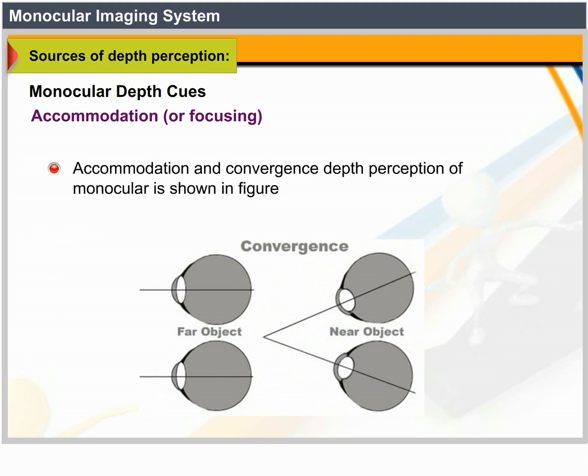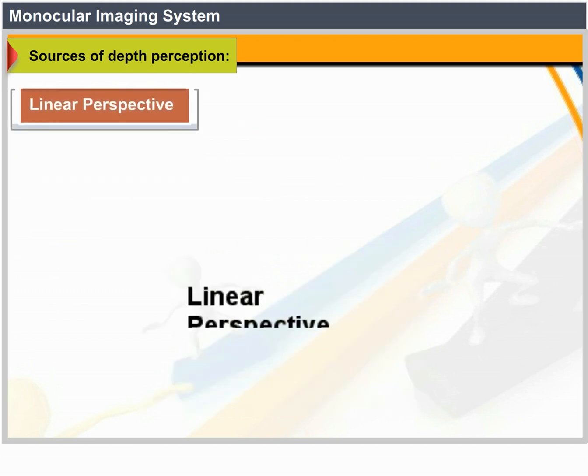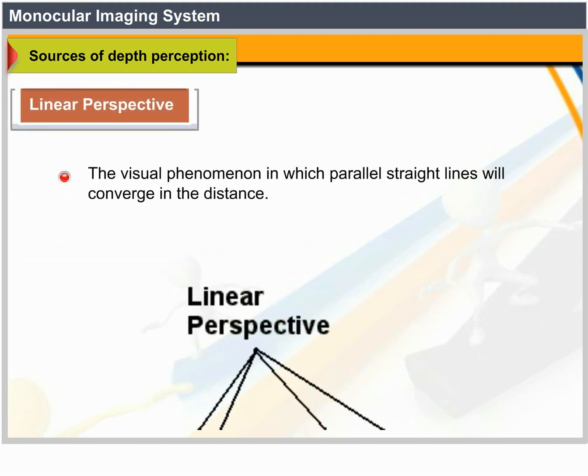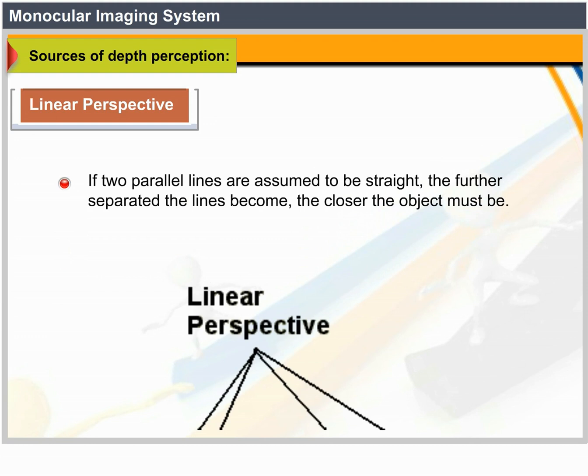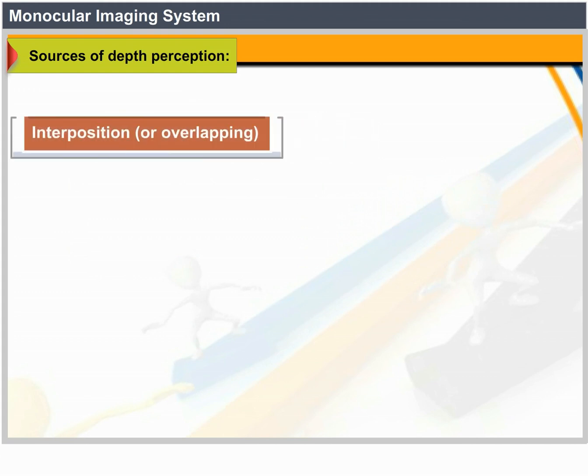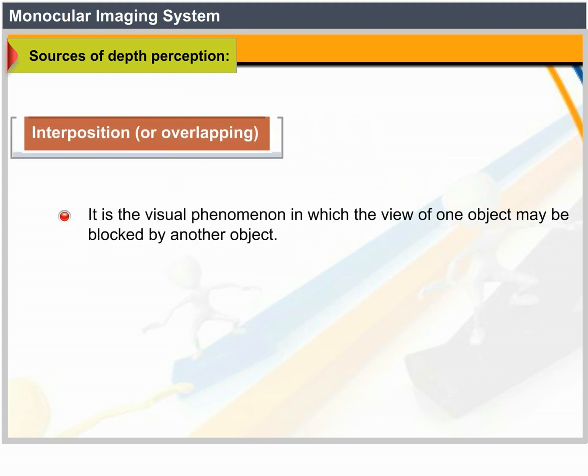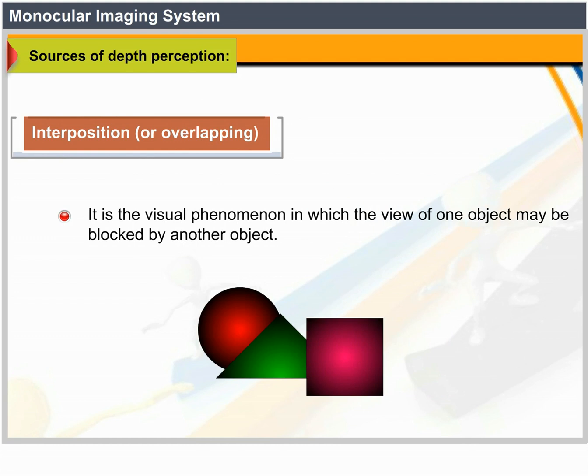Linear perspective. The visual phenomenon in which parallel straight lines will converge in the distance. If two parallel lines are assumed to be straight, then the further separated the lines become, the closer the object must be. Interposition or overlapping. It is the visual phenomenon in which the view of one object may be blocked by another object. The object being blocked must be behind the first object.